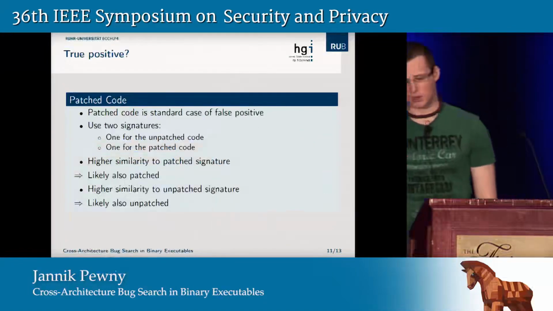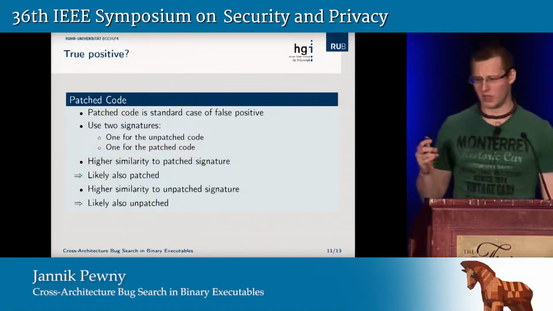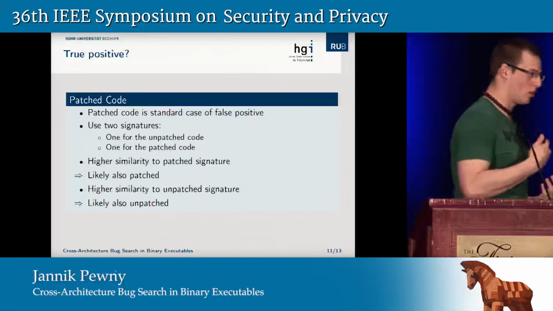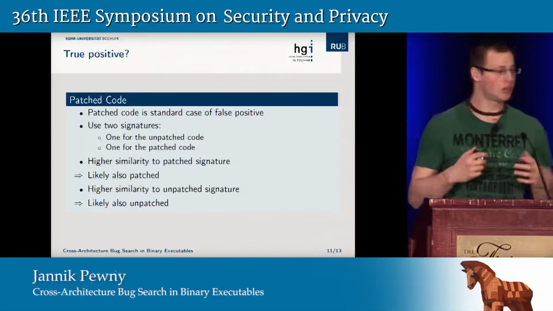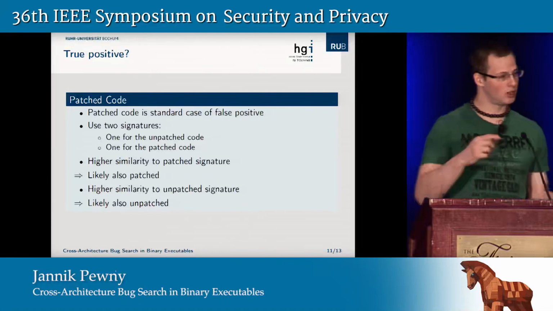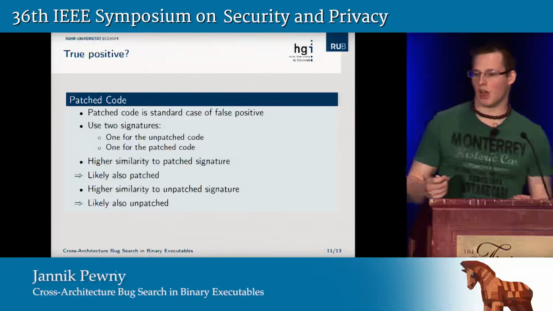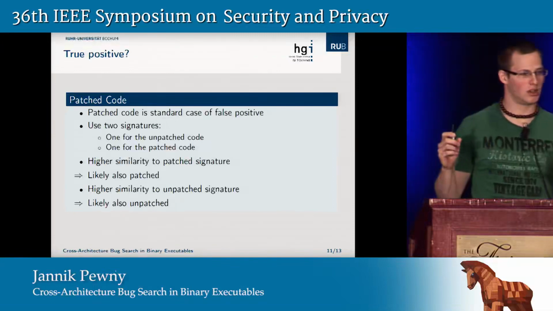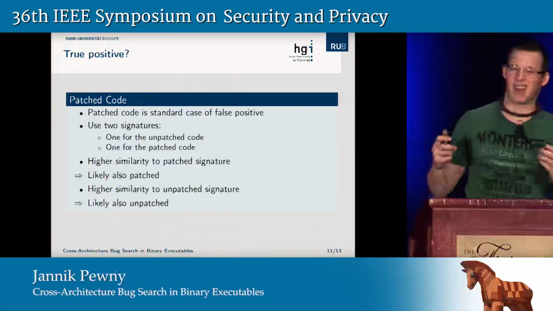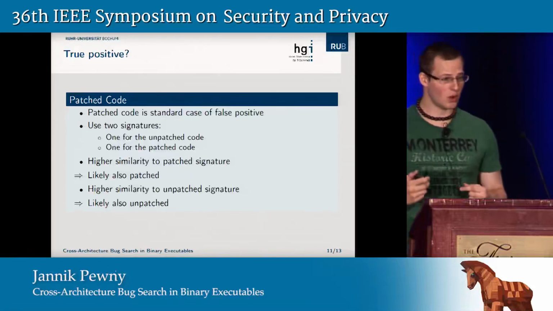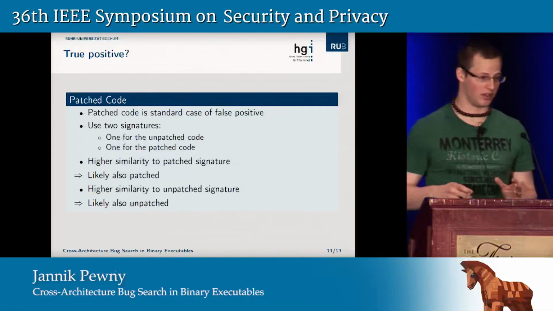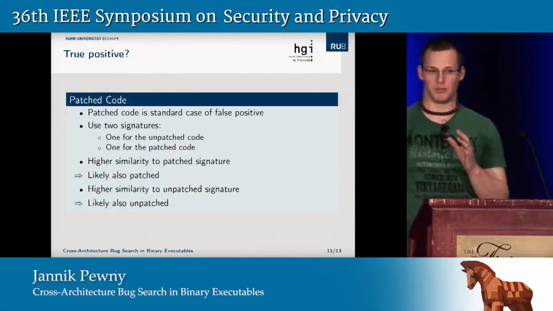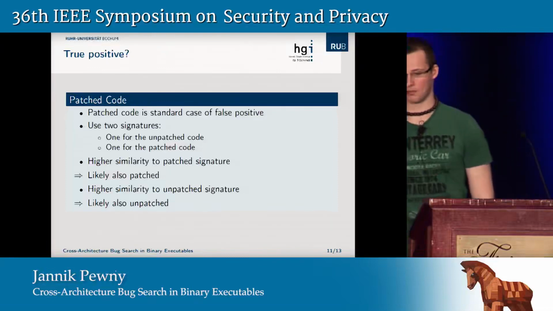But as said, for that special case of patch code, we tried to make a little improvement. Given that you already know that the code can be patched and that you know the patch, you can use two signatures. You once try to find a match for the patched signature, and if the function in question is more similar to the patched bug signature than to the unpatched one, it's likely that it's also patched. If it's the other way around, well, you're in luck. Maybe you find a vulnerability. But that is something that is really up for an expert to decide. It's just a hint in the right direction at this point.